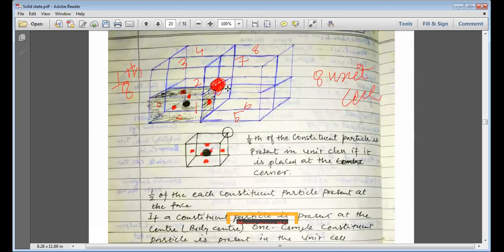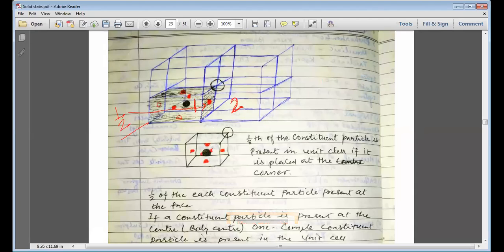Now, if you look at this one, my dear students, which I am going to show you, this particle is present on the face. This particle is shared by unit cell number one and number two. Please remember that this particle is shared by number one and number two. So the particle which is present on the face is one half present in the particular unit cell. So this particle is present one half in unit cell number one, and one half in unit cell number two.